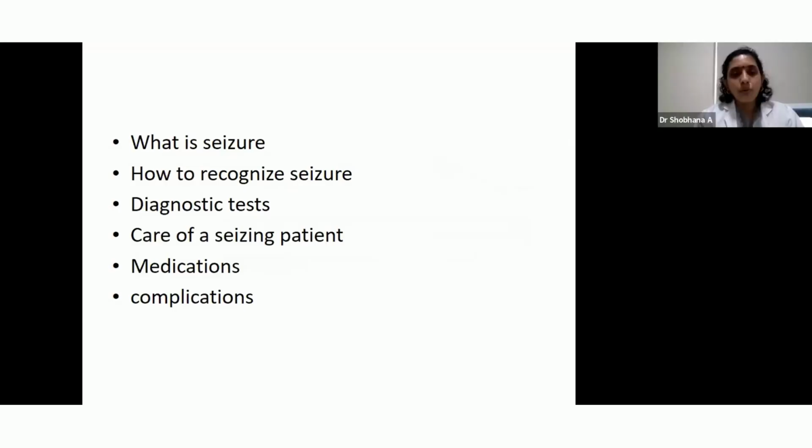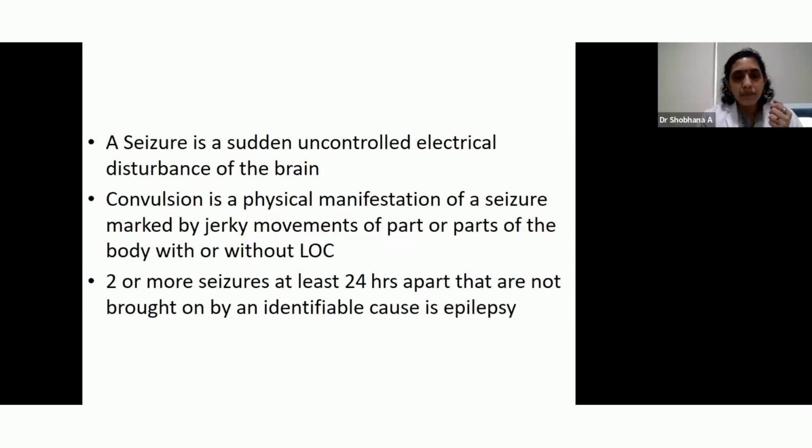So we will be talking about what is a seizure, how do we recognize a seizure, what are the diagnostic tests which we want to be doing, how do we care when a patient is having an active convulsion or is seizing, what are the medications used and what are the complications, especially of the medications.